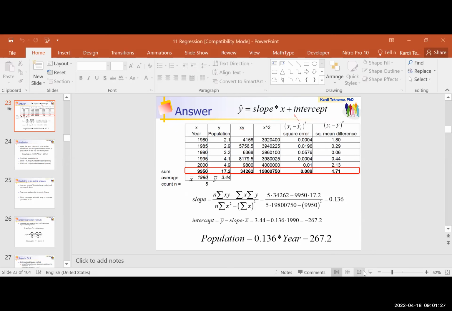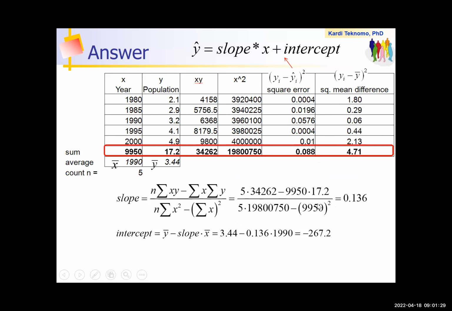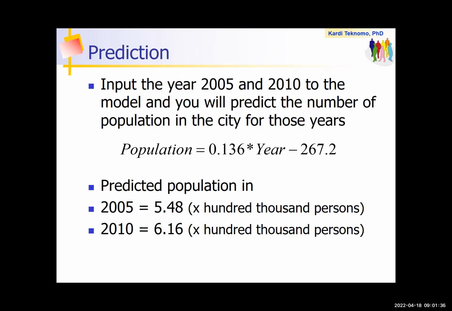So this is what you computed a while ago, right? And then from there you can calculate the prediction simply by inputting the X in here. Of course, the X in here is the year. So you just put 2005 in the year, you get the population of 2005, and then you input 2010 in the year, and here you can get the population of 2010.